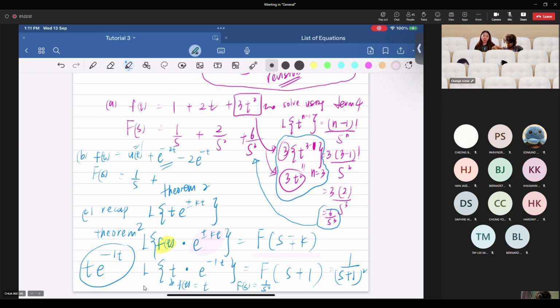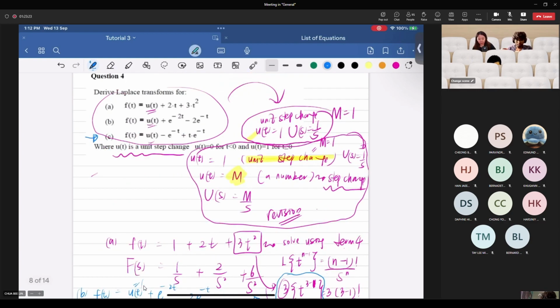So for example, your function of t is t. You should get F(s) and then change the F(s) to F(s plus 1). The whole s, the whole thing, you replace with s plus 1. So this is the recap for C. The rest you do as usual.